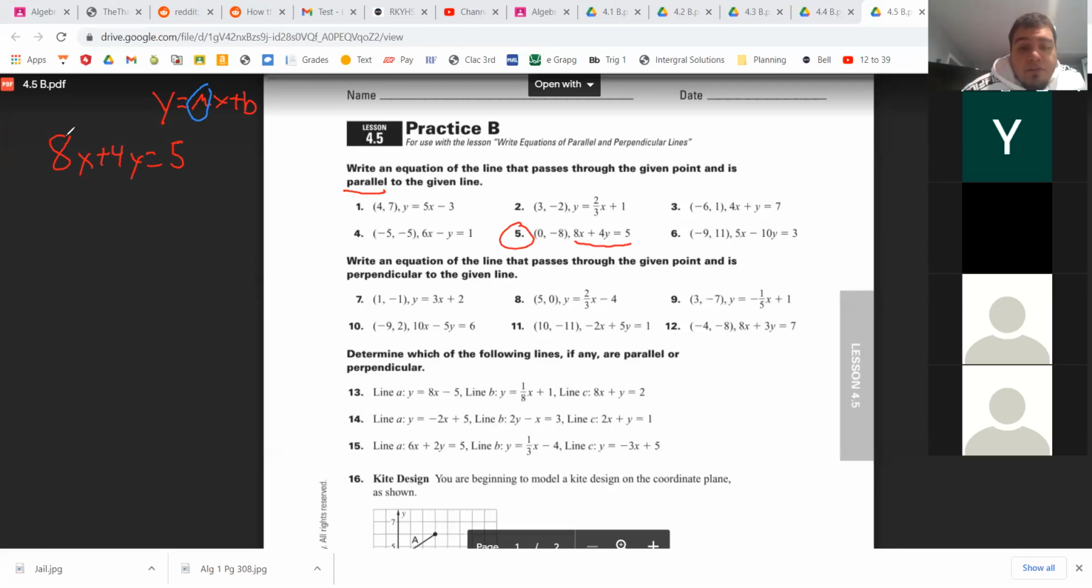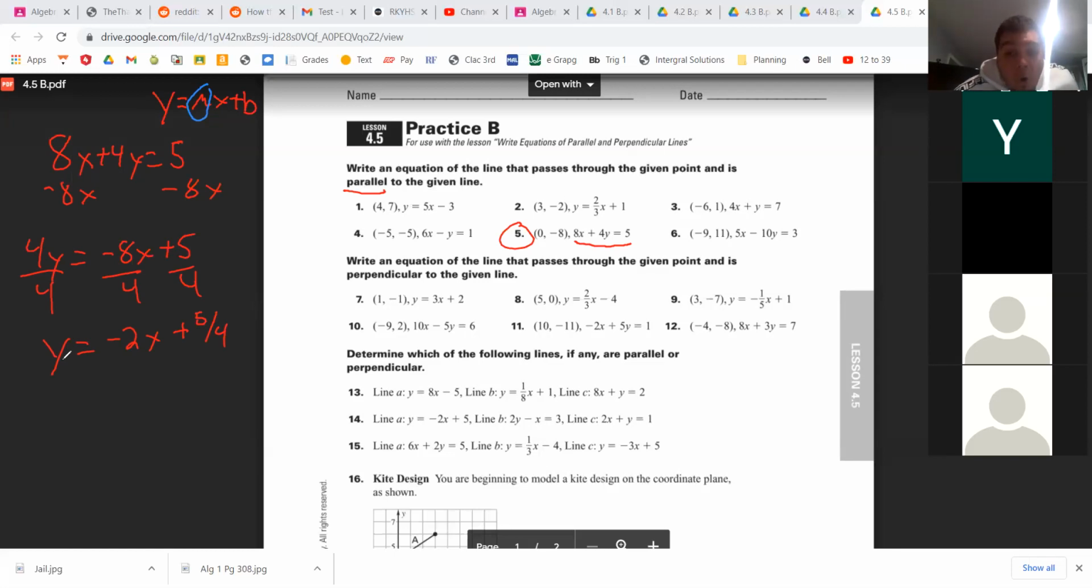Okay, so let's do it. We're going to find that slope. I'm going to subtract 8x on both sides to get y by itself. So 4y equals -8x plus 5. And I'm going to divide by 4 on both sides. Remember, you have to divide everything by 4. y equals -2x plus 5 over 4. I don't really care about that b value because the only thing you care about from the original equation is its slope. Because it's parallel, the new slope is -2. It's going to be exactly the same.